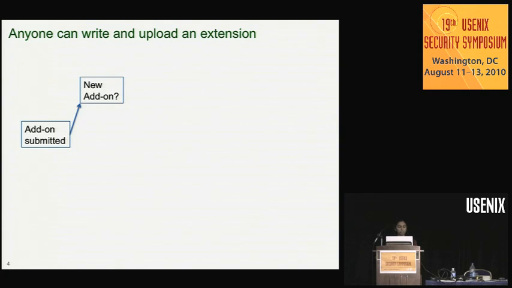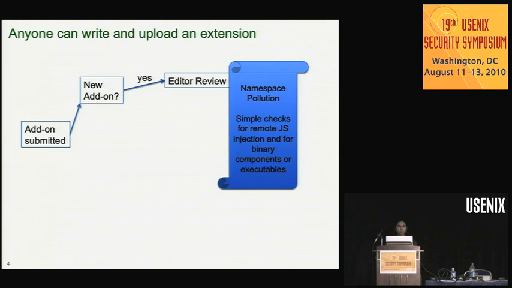Anyone can write and upload an extension. If a new add-on is submitted to the Firefox add-ons web page, then it is first subject to an editor review process. The editor review process looks for certain errors in the extensions, like whether it's polluting the namespace of the browser or degrading the performance of the browser. It also has simple checks to check if some remote JavaScript is being executed by the browser or some binary is in the extension. The editor review process also has certain simple grep searches for vulnerable keywords, but we'll see later that this produces a lot of false positives.